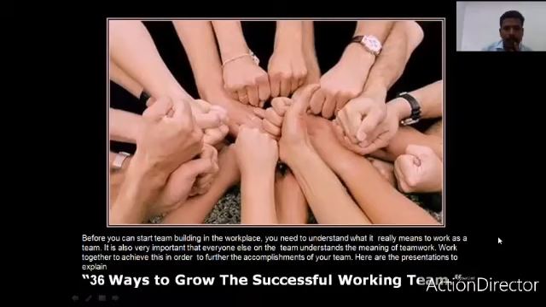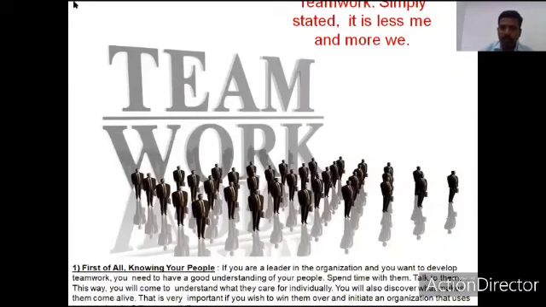That's why, before you start team building in the workplace, you need to understand what it really means to work as a team. It's also important that everyone else on the team understands the meaning of teamwork and works together to achieve it, in order to further the accomplishments of your team. Here I am trying to give 36 ways to grow a successful working team.